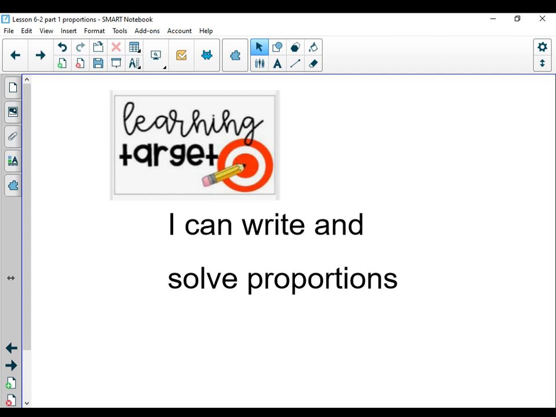Exciting news. If you were not enjoying those converting rates, you can take a couple days off. When we move into, I can write and solve proportions.